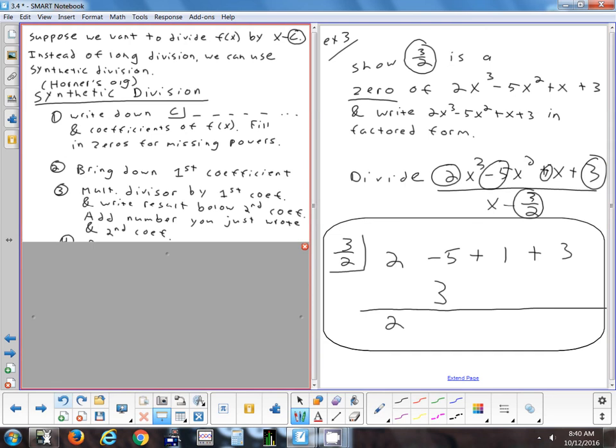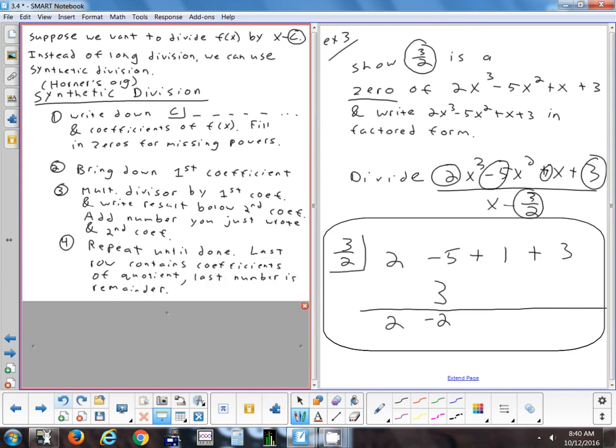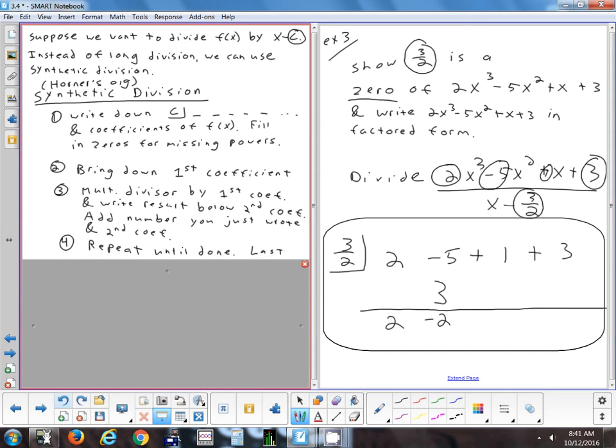Okay, and now part of the same step, still in step 3, is to add the number that we just wrote, 3, and the one that's right above it. So now we're going to add up the two numbers in this column. What's -5 plus 3? -2. Okay. And now we're going to repeat until we're done. When we're done, I'll explain to you what this bottom row means. So we'll come back to that in a second.